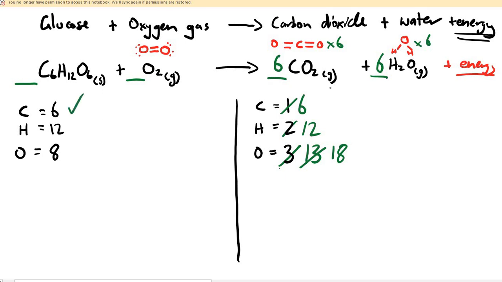So now we've balanced our carbons. Okay, so let's just tick them off, tick, tick. We've balanced our hydrogens, tick, tick. Now we've just got to balance our oxygens. So we've got 8 on this side and we've got 18 on this side. So we need another 10 on this side, right? Another 10 oxygens.